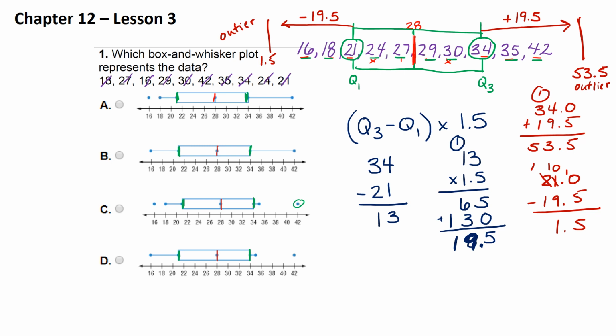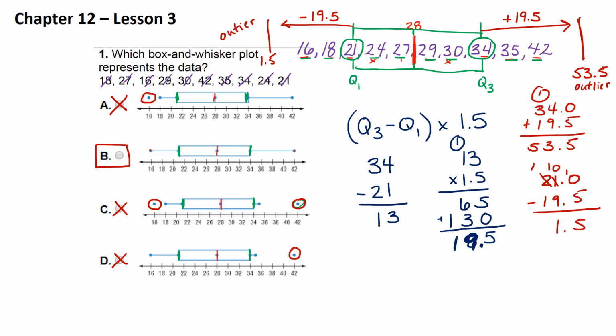Now in A, they show 16 as an outlier. So this graph is incorrect. For C, they show 42 as an outlier and 16 as an outlier, so that is incorrect. For D, they show 42 as an outlier, so that is incorrect. The correct answer is answer choice B, where just the ends of the whiskers are 16 and 42. They're included in the whiskers because they're not outliers.